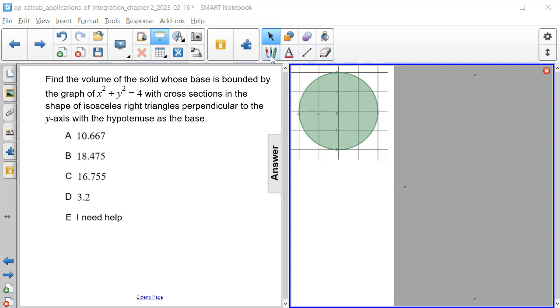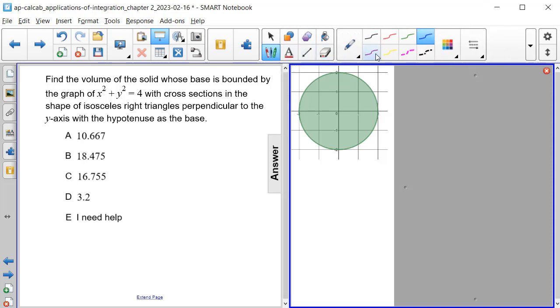Now what we're going to have is right triangles that are perpendicular to the y-axis. So the base will look something like this. Because of that, we need to actually solve this equation for x. In other words, put it in terms of only y. So x squared plus y squared equals 4. Therefore, x squared equals 4 minus y squared.